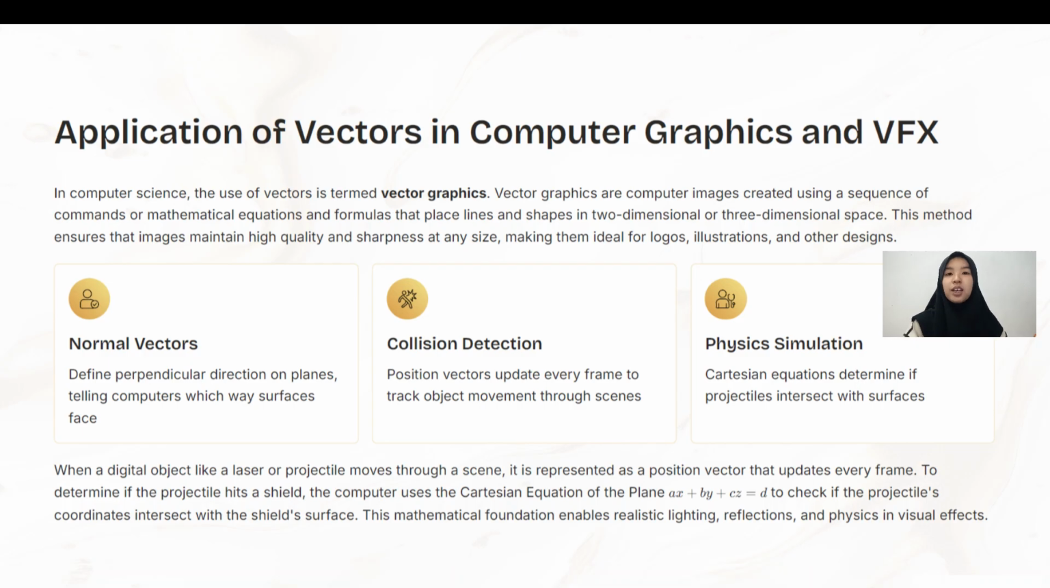When a digital object like a laser or projectile moves through a scene, it is represented as a position vector that updates every frame. To determine if the projectile hits a shield, the computer uses the Cartesian equation of the plane ax + by + cz = d to check if the projectile's coordinates intersect with the shield surface. This mathematical foundation enables realistic lighting, reflections, and physics in visual effects.